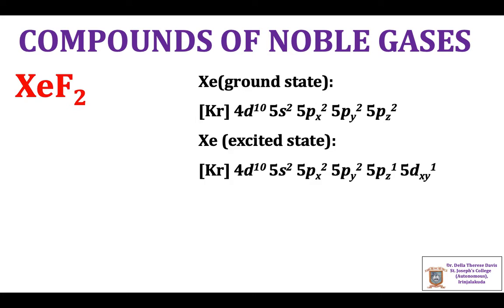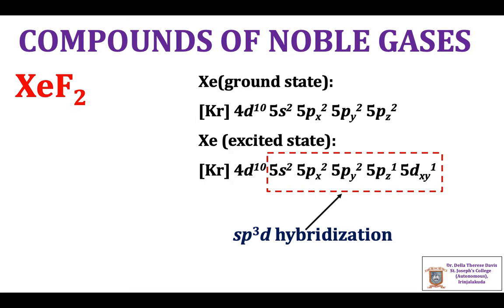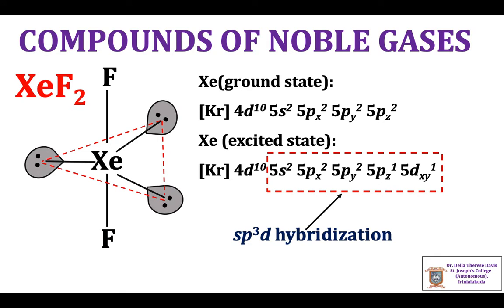And in xenon difluoride, xenon undergoes sp3d hybridisation to form 5 hybrid orbitals. Out of these 5 hybrid orbitals, 3 orbitals contain lone pairs and the 2 half-filled orbitals are used for bonding with fluorine atoms.